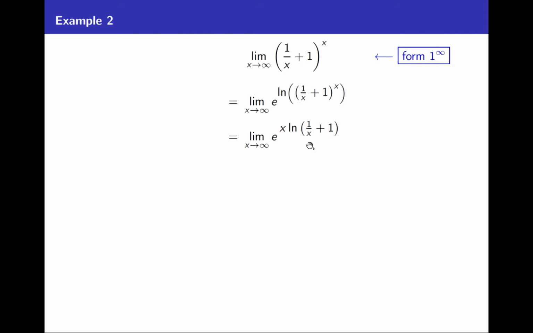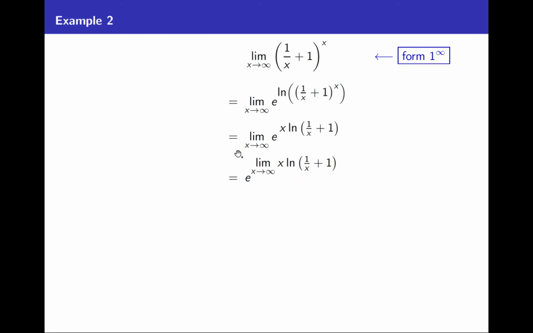Next, using the fact that e to the x is continuous, we can bring this limit up into the exponent, and we get e raised to the power of the limit as x goes to infinity of x ln of 1 over x plus 1.